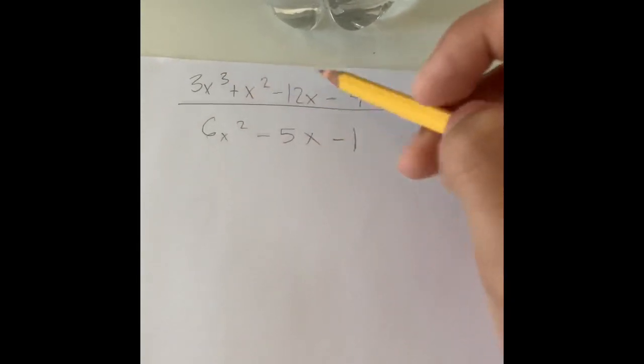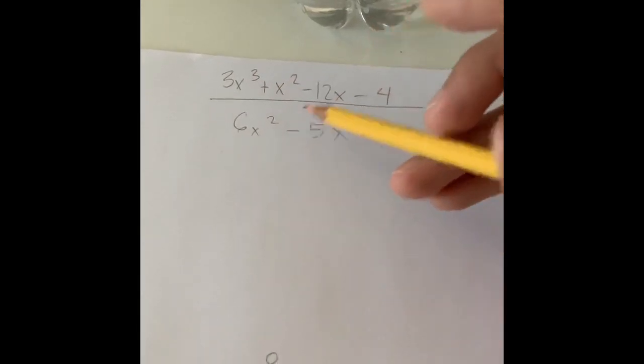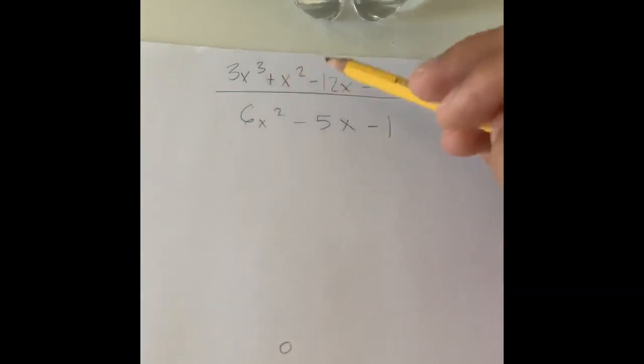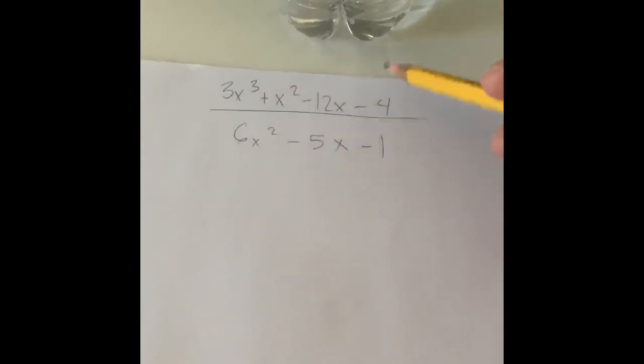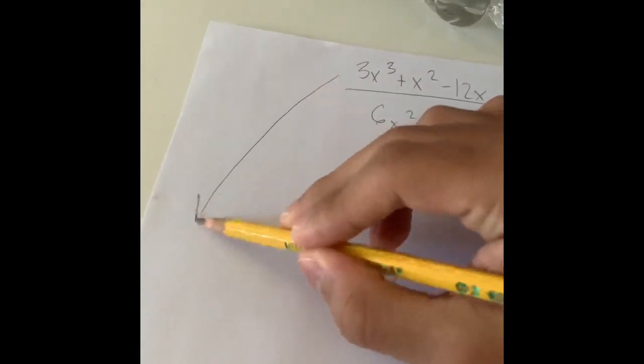We've got two polynomials, one with a degree of 3 and one with a degree of 2. So we've got to simplify this. First I'm looking over here. We've got 4 terms in our polynomial, so we could factor by grouping.